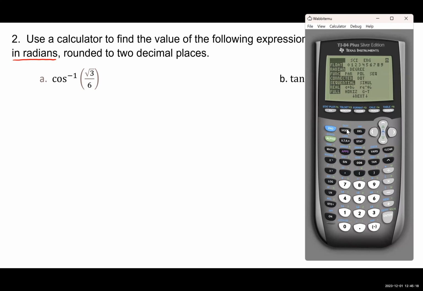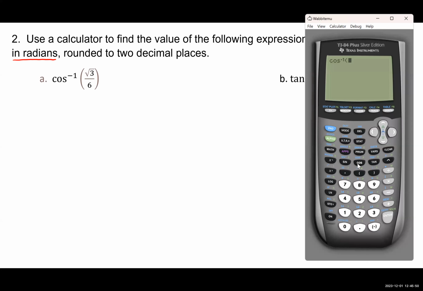So I'll do second mode to quit out of there. Now you'll see on the keypad, there's a sine button, a cosine button, and a tangent button. And directly above those buttons written in blue, you'll see sine -1, cosine -1, and tangent -1. The -1 is the notation for inverse. So if we want the cosine inverse, we've got to hit second cosine.